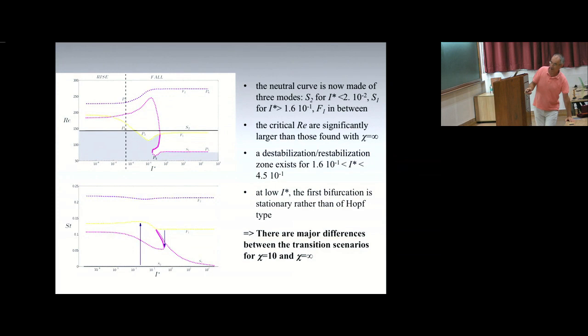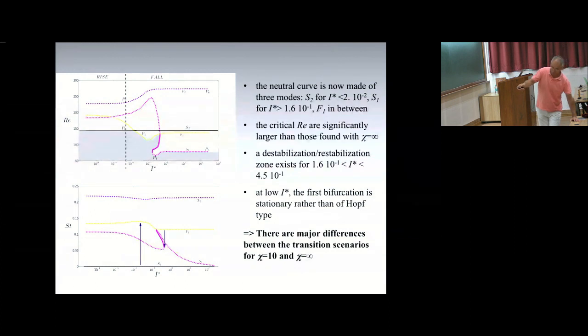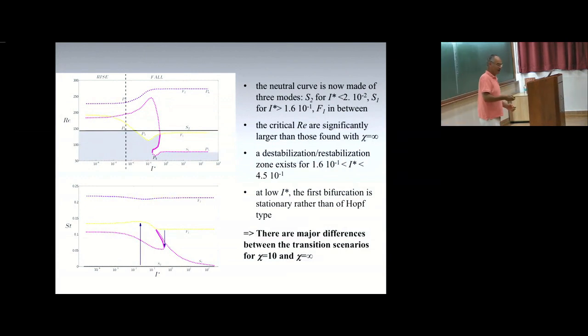And of course, if you look at the frequency, in this range, since the most unstable mode is a stationary one, the Strouhal number is 0. Then suddenly you cross this point here, and the most unstable mode is this one, which has a frequency, a Strouhal number, of about 0.15. So you see a huge jump in frequency. And then when you cross the second point here, the most unstable mode is the purple one, which has a frequency of about 0.07 or so. So again, there is a strong jump, or rather a fall in that case, of the Strouhal number.